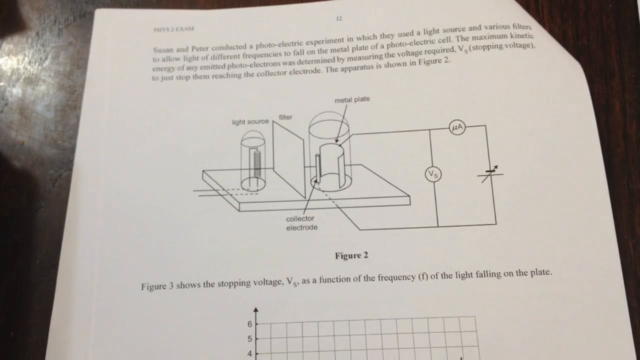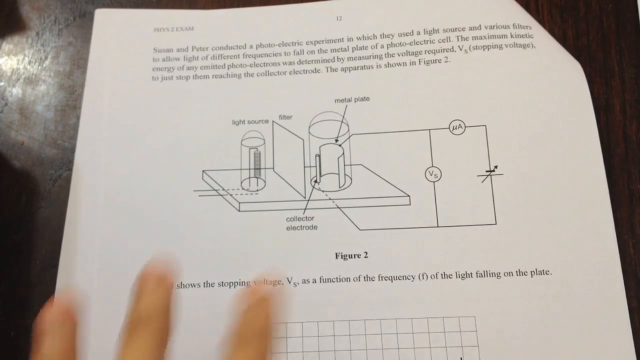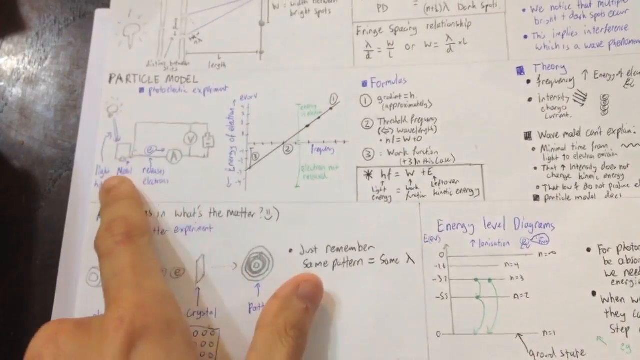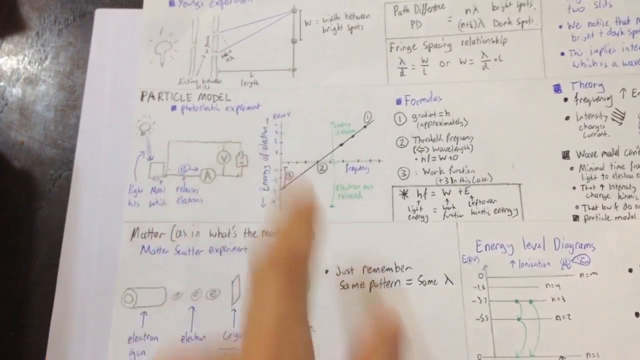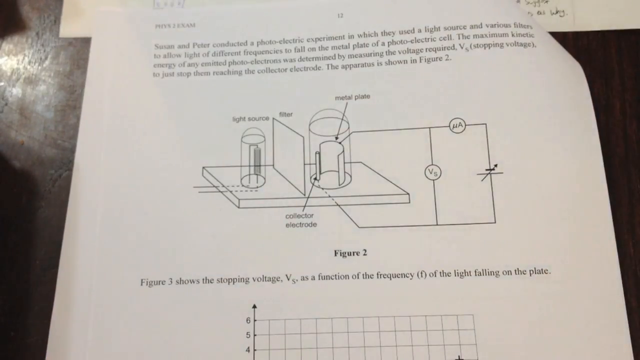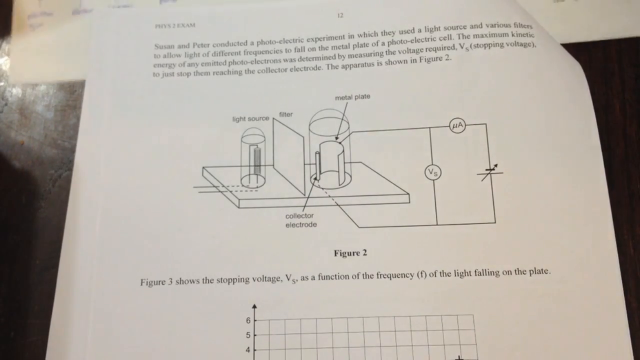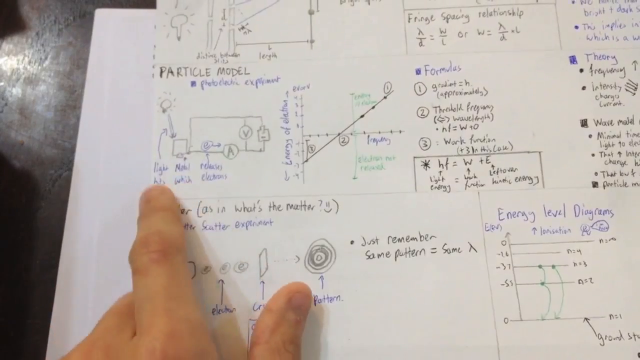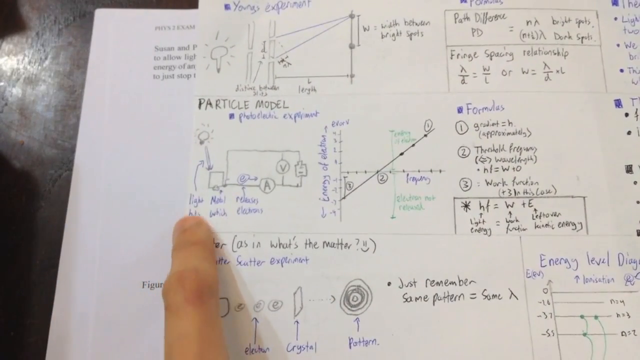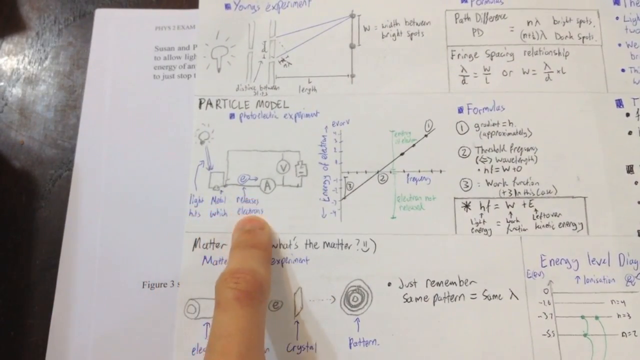So next up on light, we have the photoelectric experiment, which looks something like this. This is an experiment that showed that light must have particle properties. So we'll get onto that in a second. First, what is a photoelectric experiment? Very simple. Light hits metal which releases electrons.